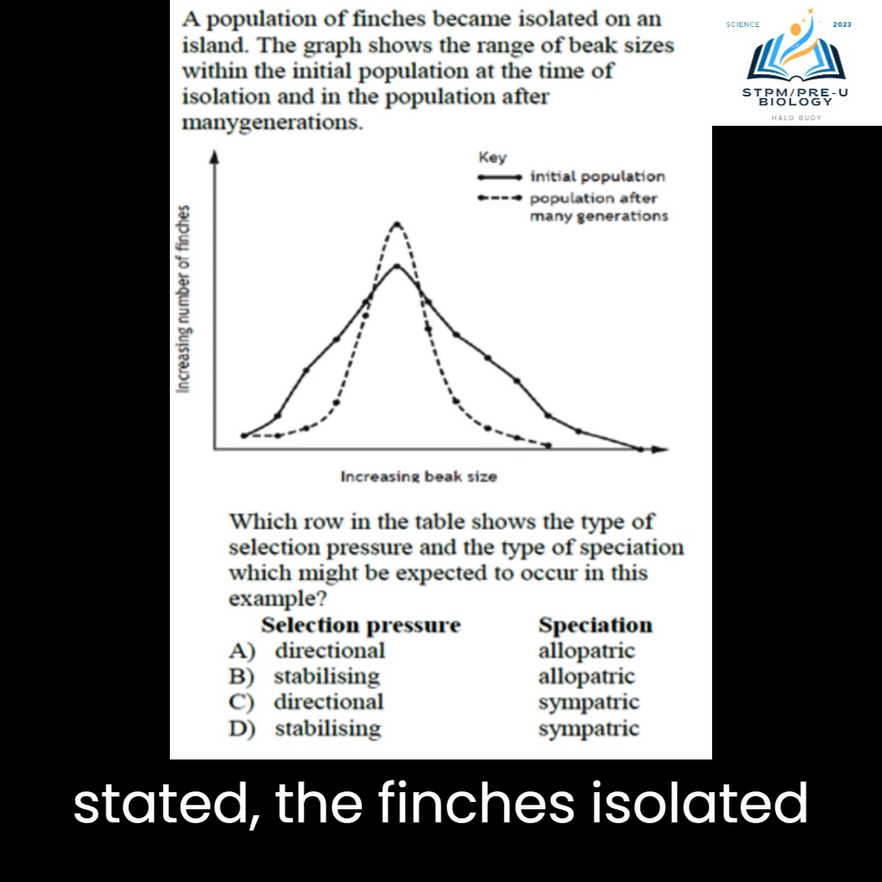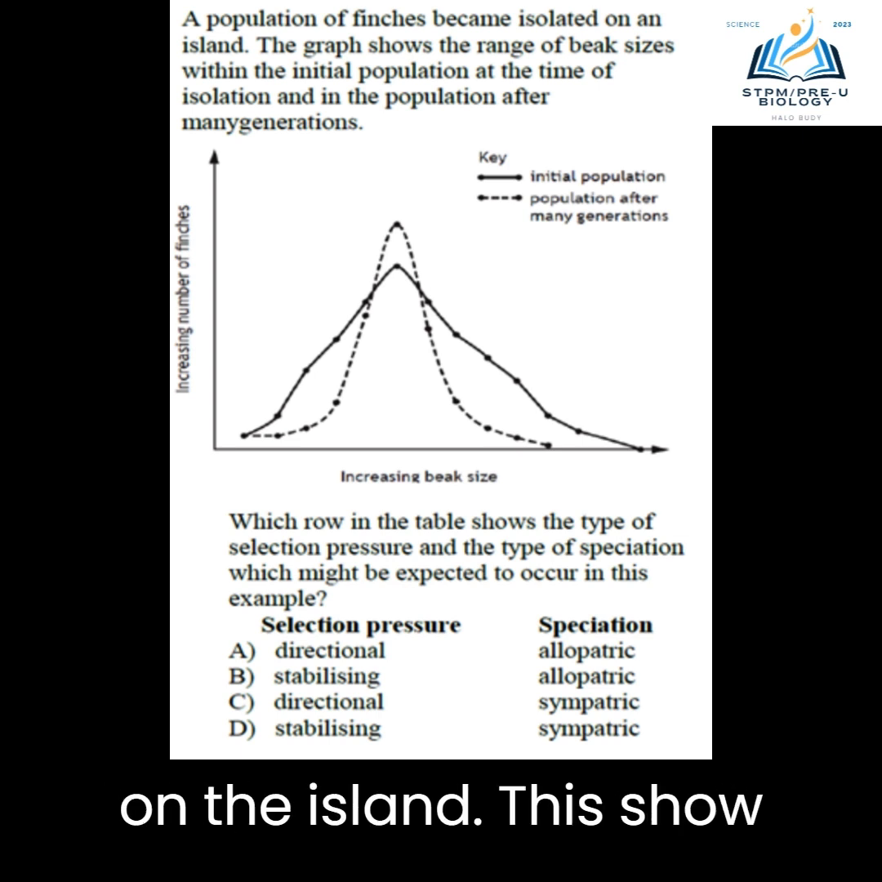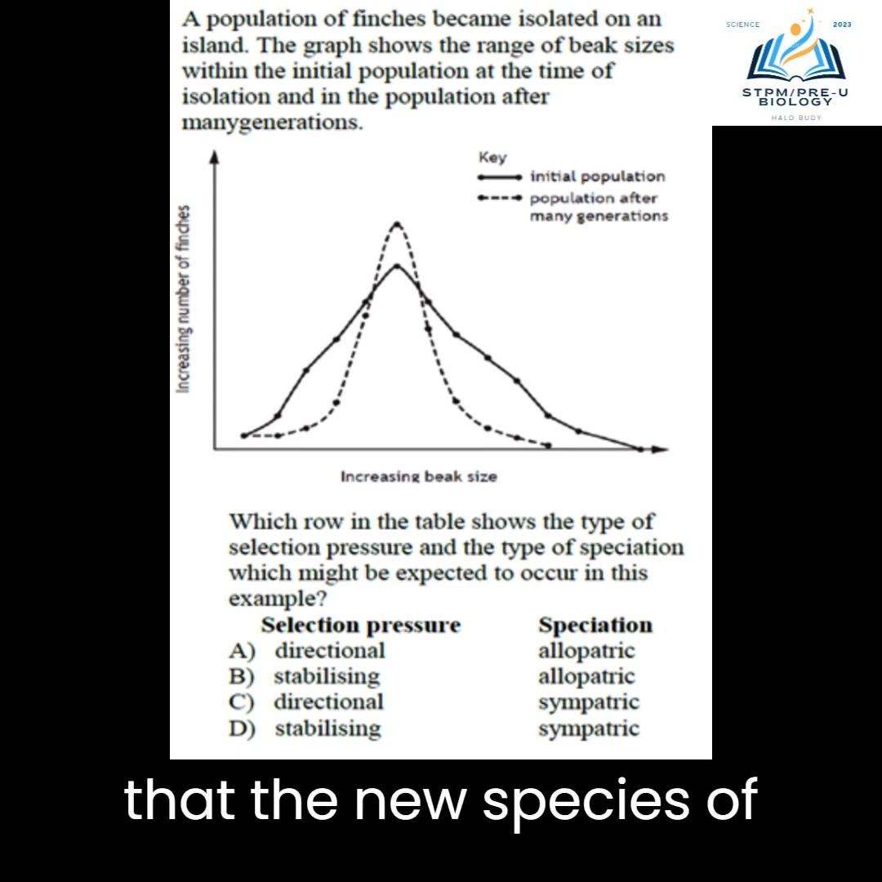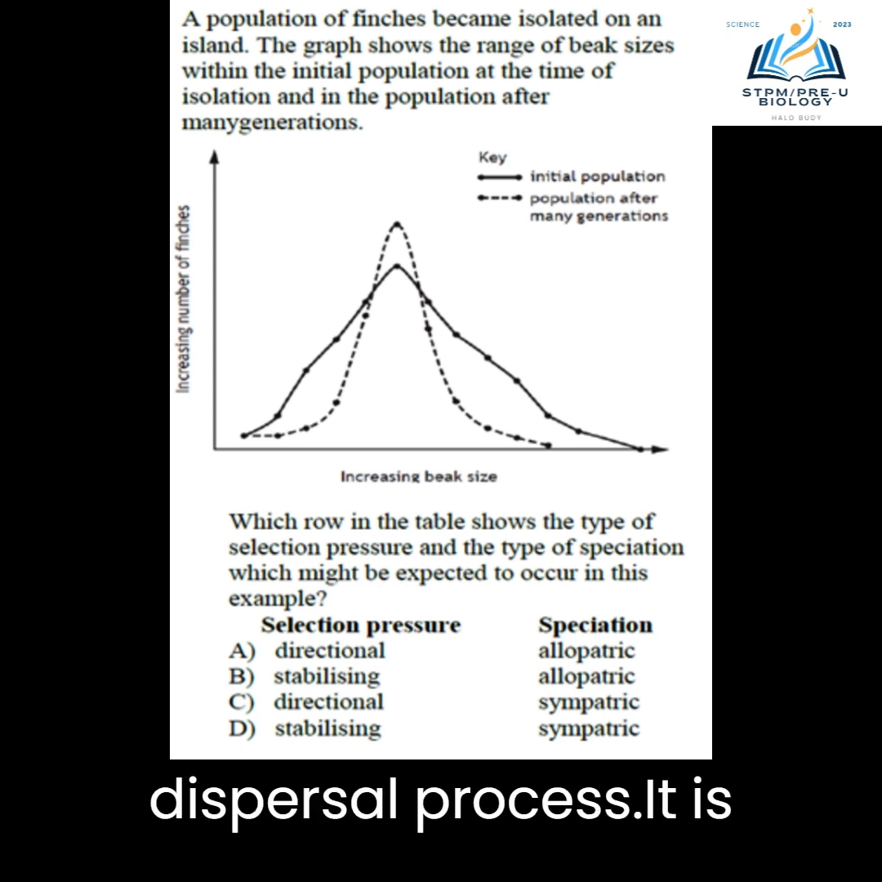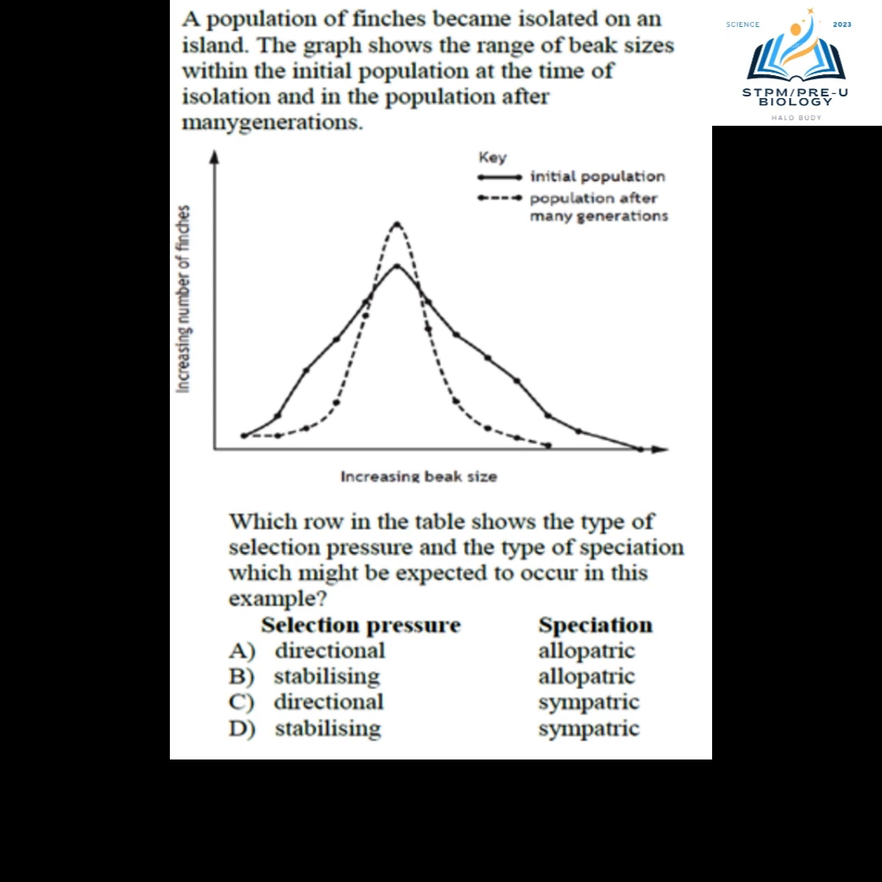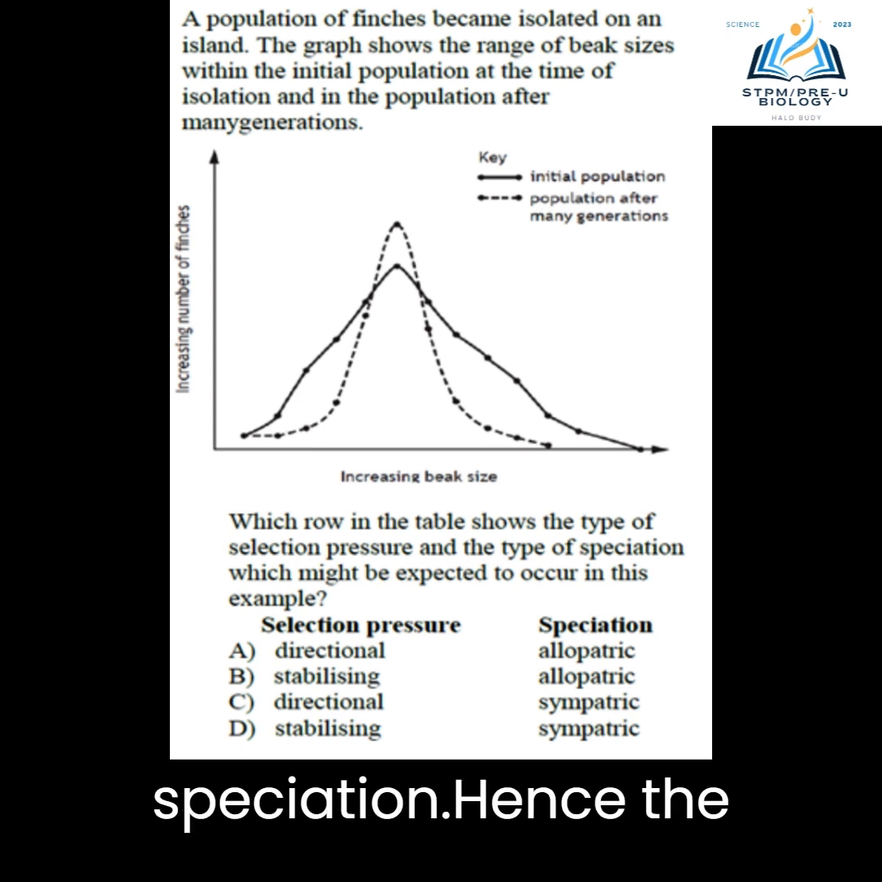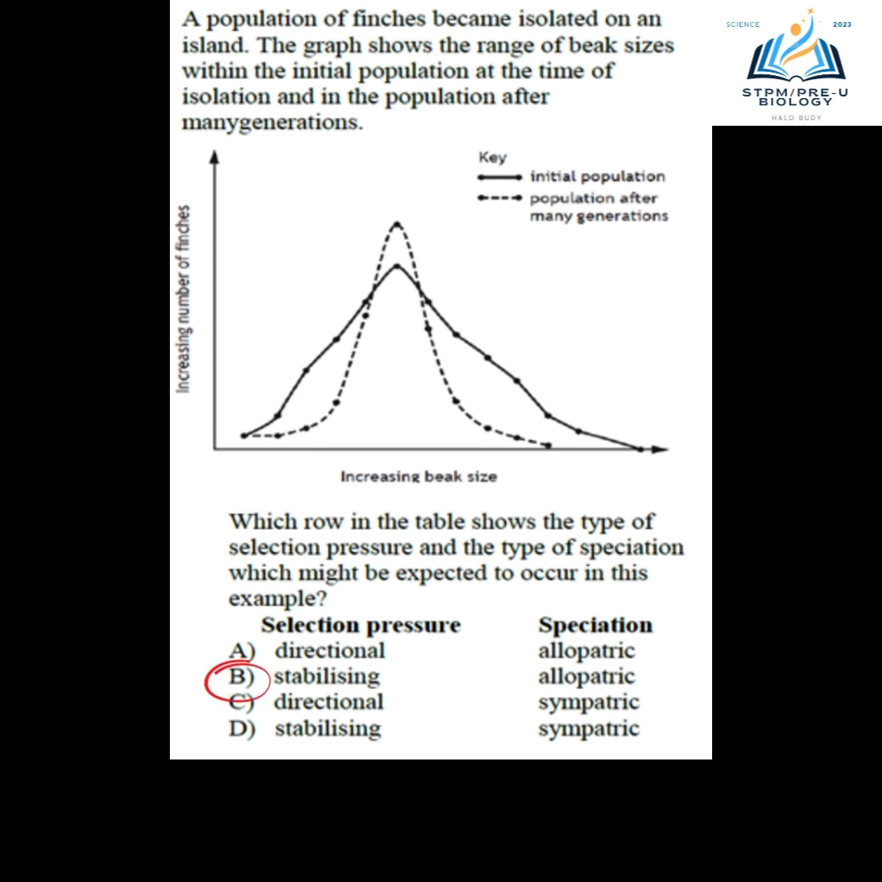Based on the question stated, the finch is isolated on the island. This shows that the new species of finch is formed via a dispersal process. It is classified as allopatric speciation. Hence, the correct answer is B.